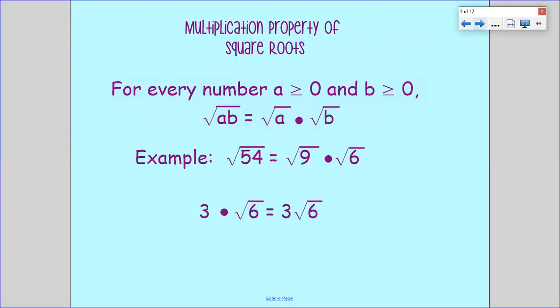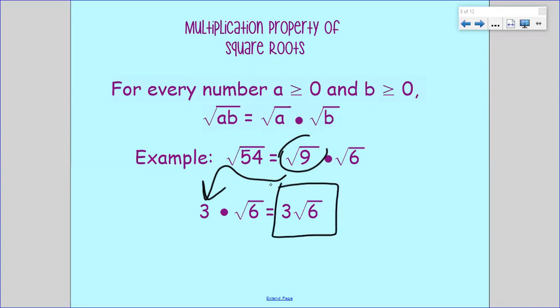So let's get started. The multiplication property of square roots says for every number a greater than or equal to 0 and b greater than or equal to 0, the square root of a times b is equal to the separated version, the square root of a times the square root of b. So if we plug real numbers in, the square root of 54, okay, that's not a perfect square, but one of its factors works: the square root of 9 times the square root of 6. So to help simplify, I take the square root of 9 and bring it down here. That's 3. And the square root of 6, I can't break that down anymore. So my final answer is 3 square root of 6.